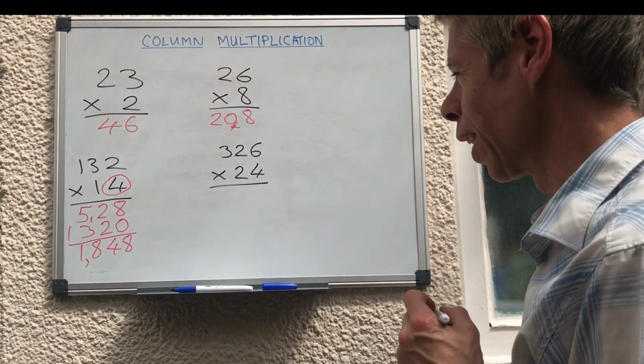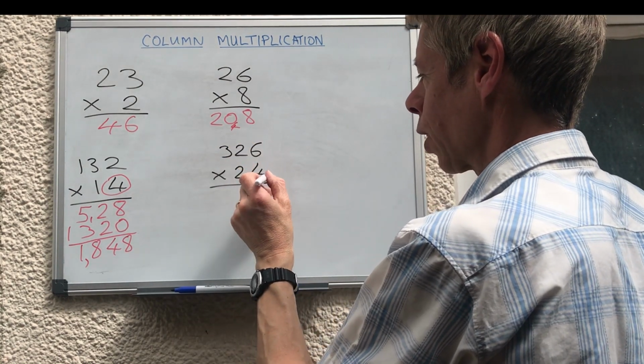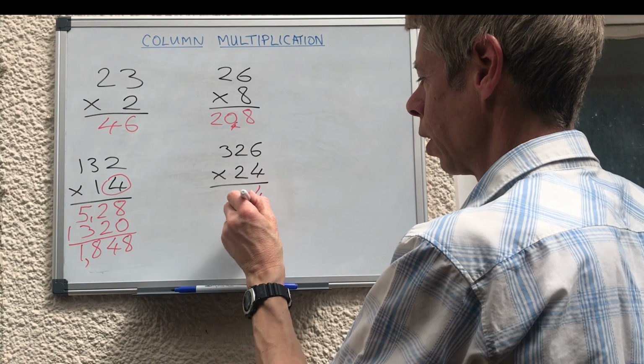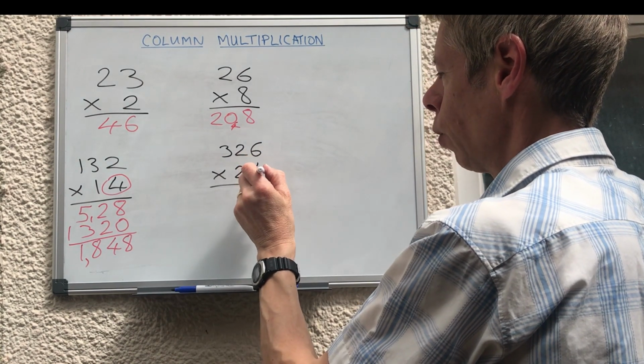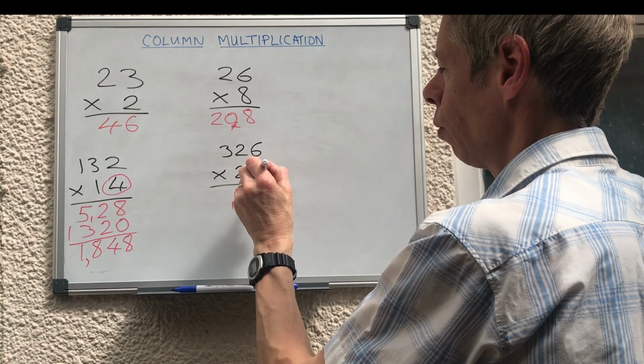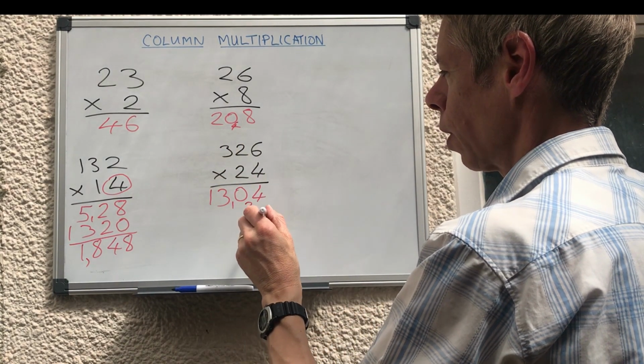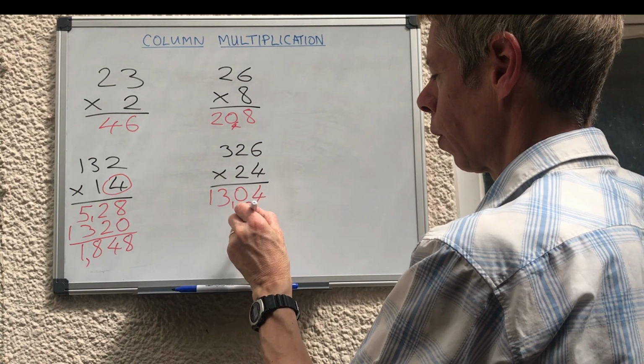These questions have not been rehearsed, so I might get one wrong. If I do, please get in touch and tell us what I did wrong. So next question, 4 times 6 is 24. 4 times 2 is 8, add the 2 makes 10. 4 times 3 is 12, add the 1 is 13. So far so good. Put in our placeholder 0.